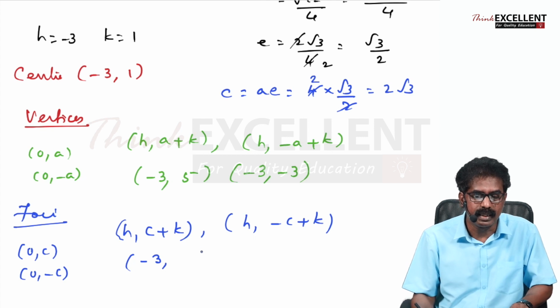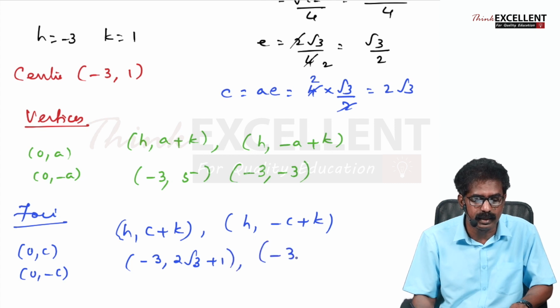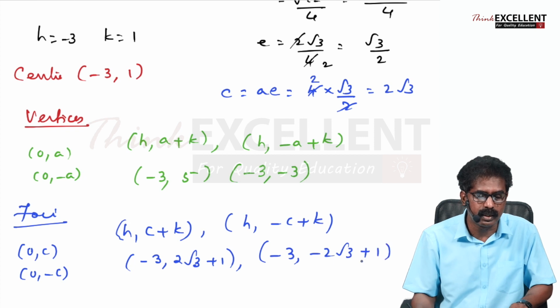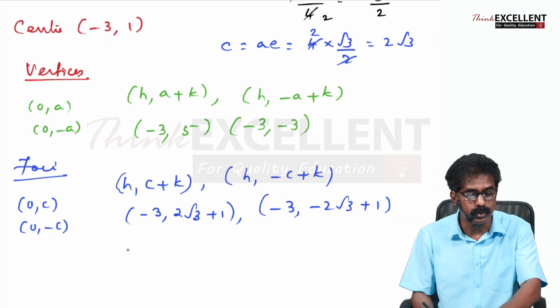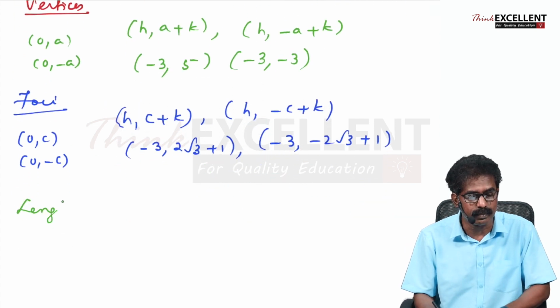C plus k, c value 2 root 3. So 2 root 3 plus 1. And h value minus 3 minus c. So minus 2 root 3 plus 1. Okay, these are the foci. Finally, they asked to prove the length of the latus rectum.